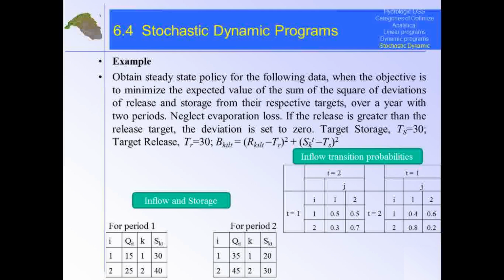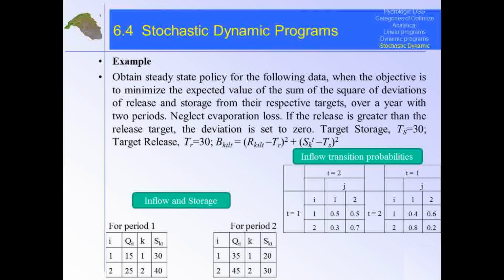Neglect evaporation loss. If the release is greater than the release target, then the deviation is set to 0. Only when you have deficiencies do we want to minimize. So if the release is greater than what is expected, then we don't have any deficit, so we set the deficiency to be 0. The target storage is given as 13. Target release is given as 13. So the system performance is expressed as B_kilt equal to the release minus the target release squared, plus the storage minus the target storage squared. So this square deviation from the target release and target storage we want to minimize.